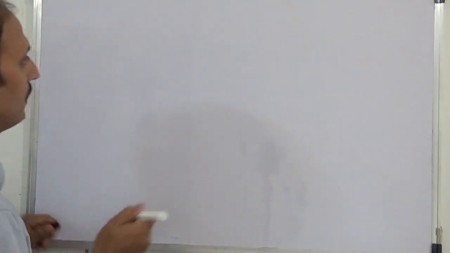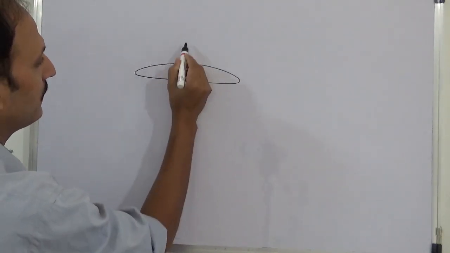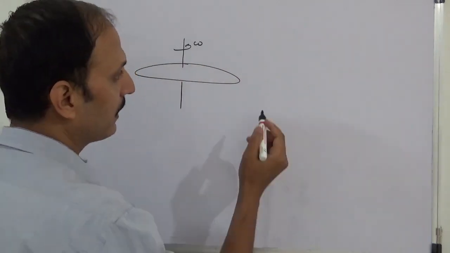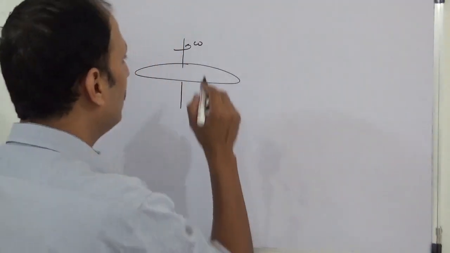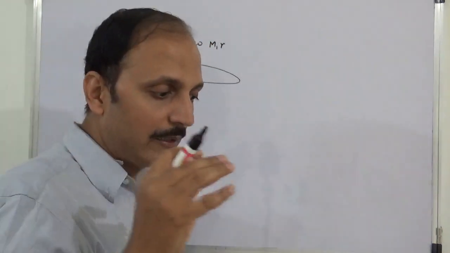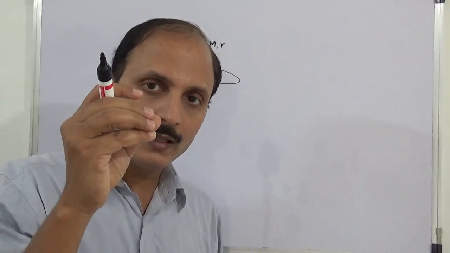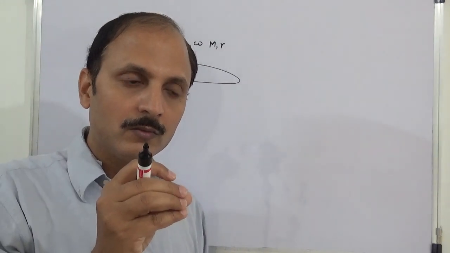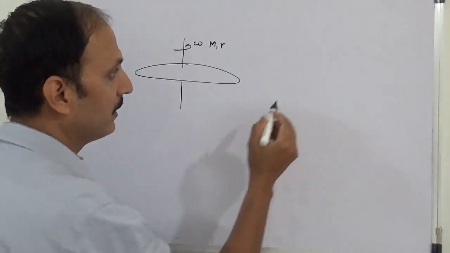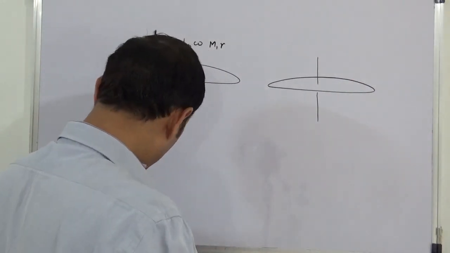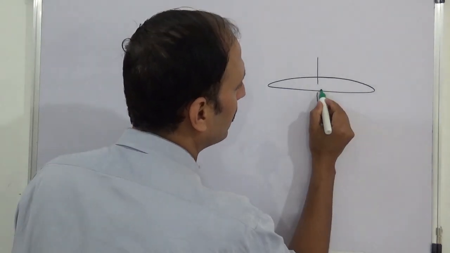What is given? In the previous problem, this disk is rotating again the same, and on this I have kept a second disk. The mass and radius are the same, mass is M, radius is r. In the second, they have not mentioned the velocity, so we'll say they have just kept it with zero velocity, and its axis is coinciding. They have said this. So this is my first disk, and on this I have kept the second disk.